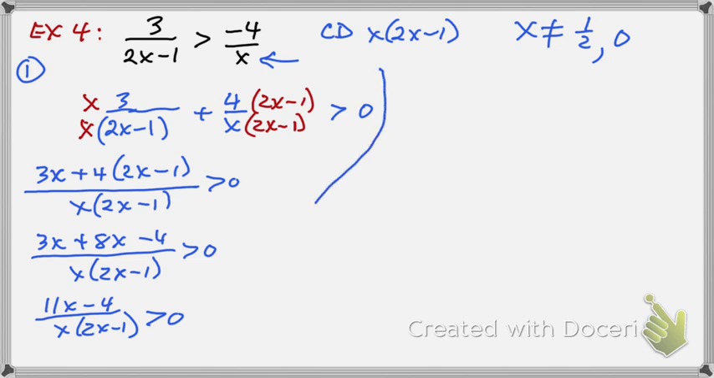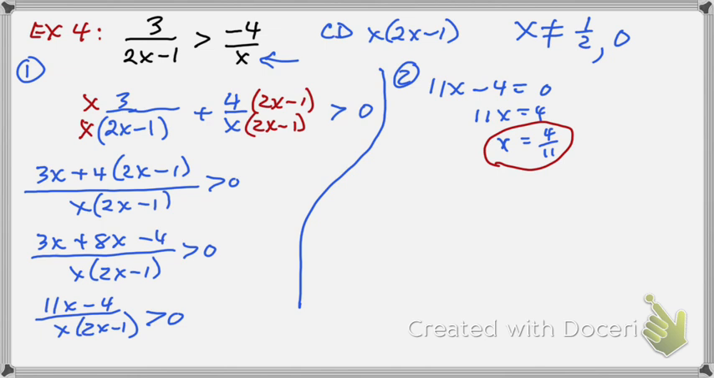Let's get some critical values here. I'll take the numerator, step 2. 11x minus 4, not over anything, equals 0. 11x equals 4, x equals 4/11. Now that's not one of our values that x cannot be. So there's a critical value. I take my denominator now and I've got this. X times 2x minus 1 equals 0.